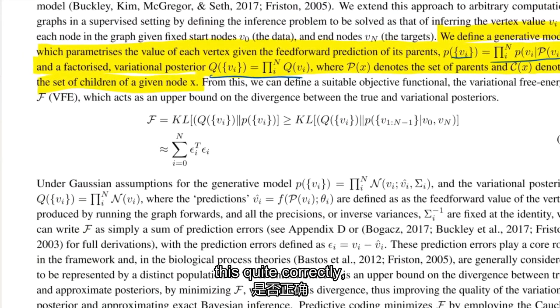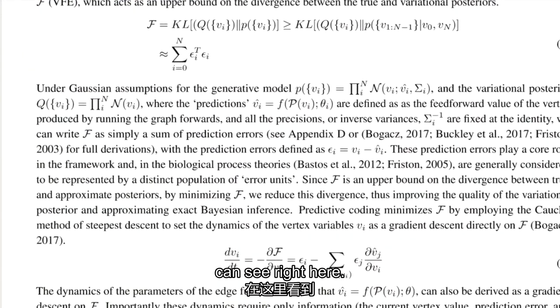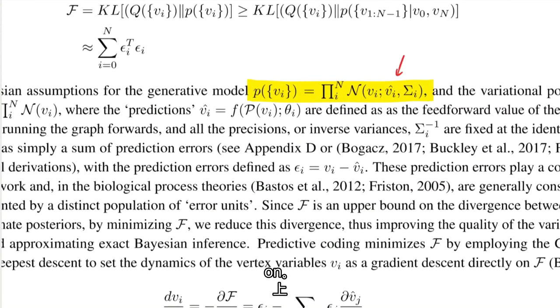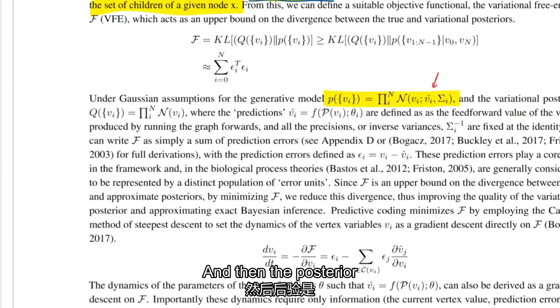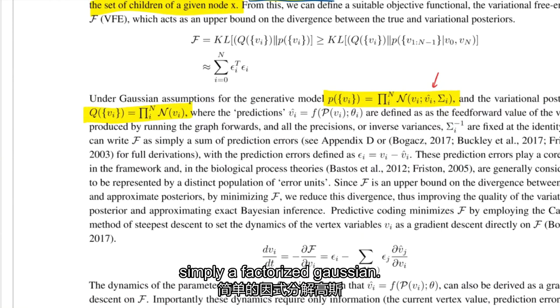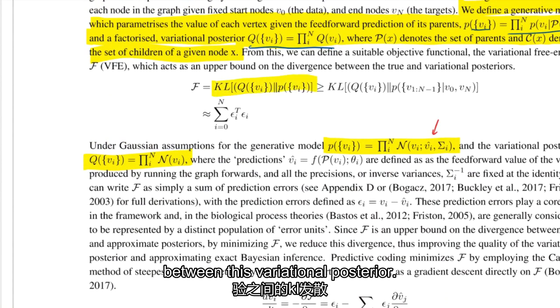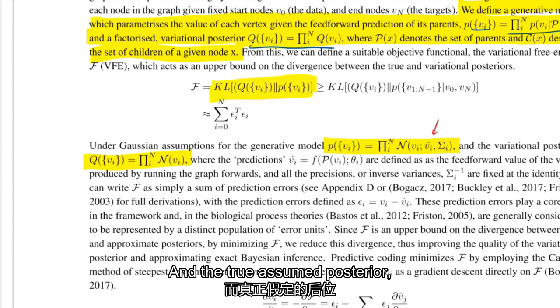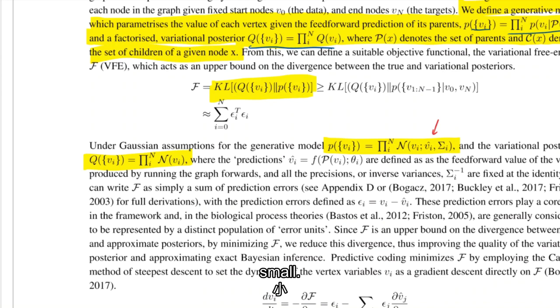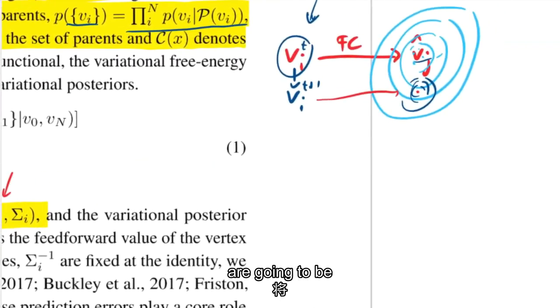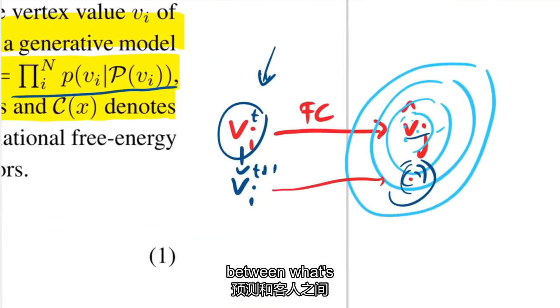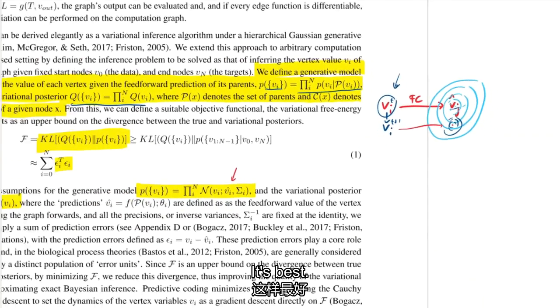Not sure if I expressed this quite correctly, but you can see right here they assume a Gaussian for the generative model that's dependent on these things, and then the posterior is simply a factorized Gaussian. The variational approximation algorithm simply makes the KL divergence between this variational posterior and the true assumed posterior small. And they can prove that this is equal to these errors, and the errors are going to be the errors between what's predicted and what's guessed.